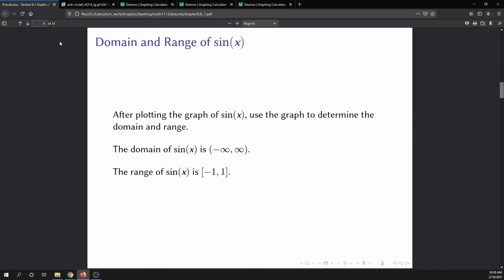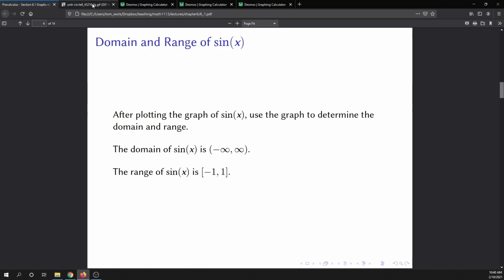All right, and then the range of sine of x is -1 to 1. So remember what the range of a function is. It's the set of all outputs for numbers in the domain. So these are the numbers that you're getting out, right? So if you notice, the biggest number that you can get out of the sine function is a +1, and the smallest number that you can get is a -1.